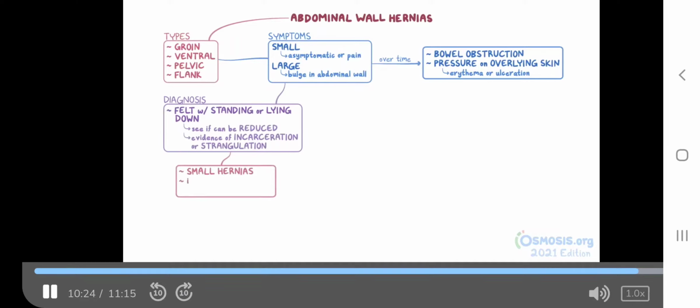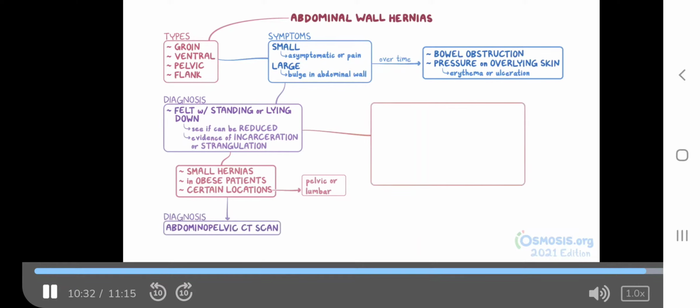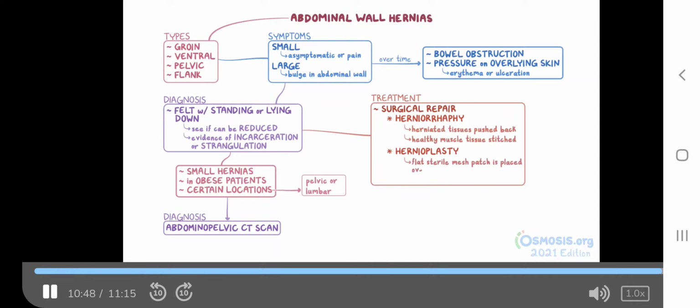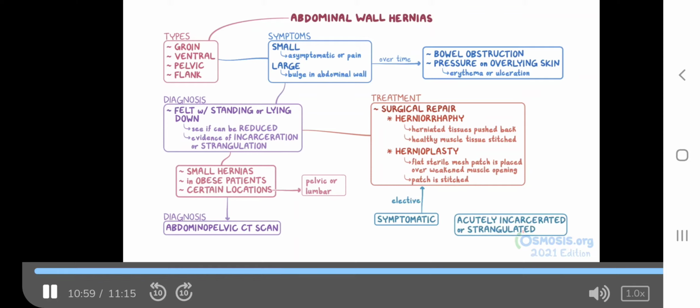Small hernias, hernias in obese patients, and certain anatomical locations like pelvic or lumbar hernias require abdominal pelvic CT scan. The definitive treatment of hernias is surgical repair with herniorrhaphy or hernioplasty. In herniorrhaphy, the herniated tissues are pushed back to their original location, and the edges of the healthy muscle tissue are pushed together and stitched. In hernioplasty, a flat sterile mesh patch is placed over the weakened muscle opening and then stitched as reinforcement. Symptomatic hernias can be managed with elective surgical repair. Individuals with an acutely incarcerated or strangulated hernia typically require urgent or emergency surgery, depending on the situation.